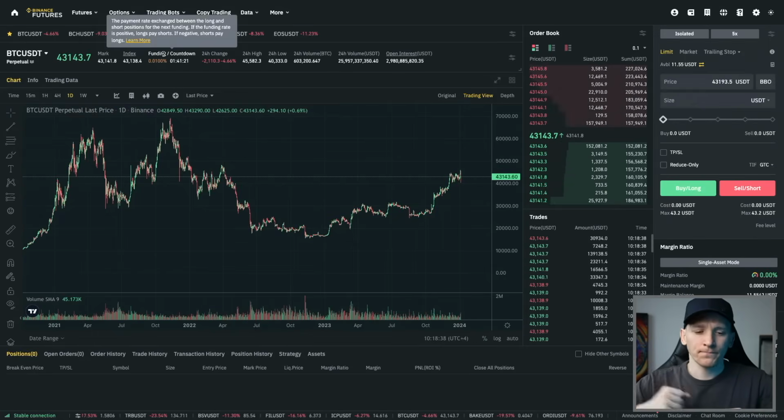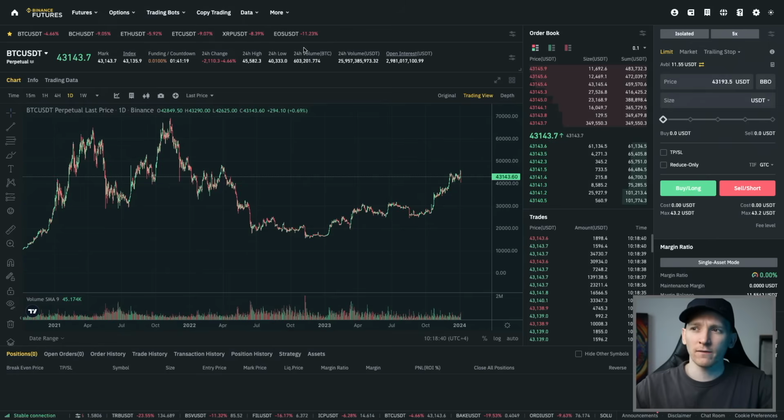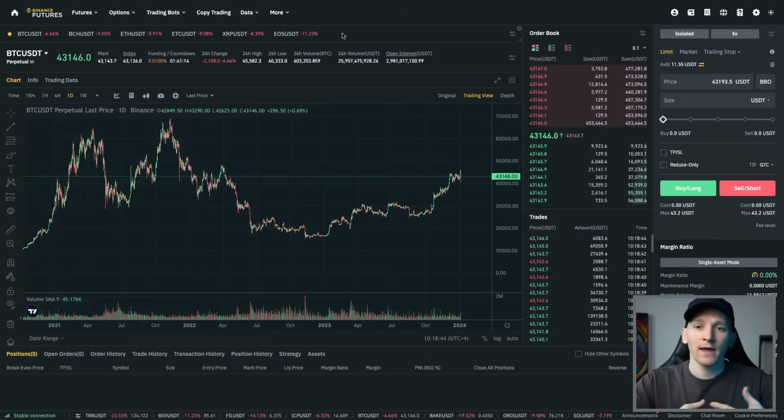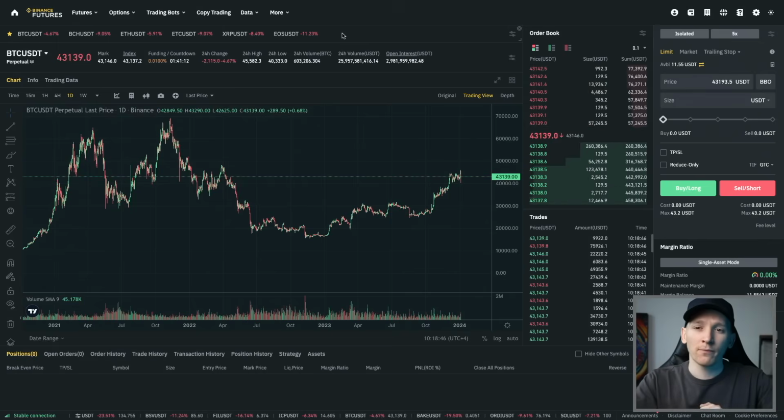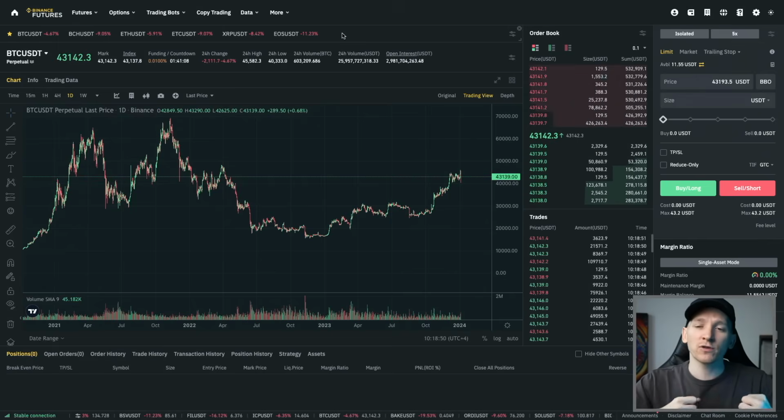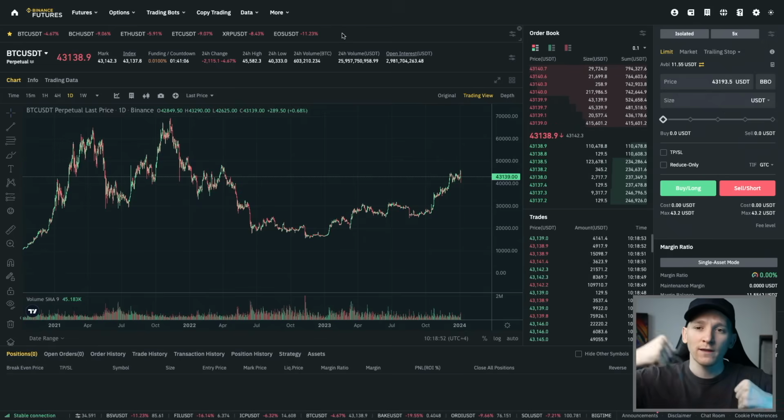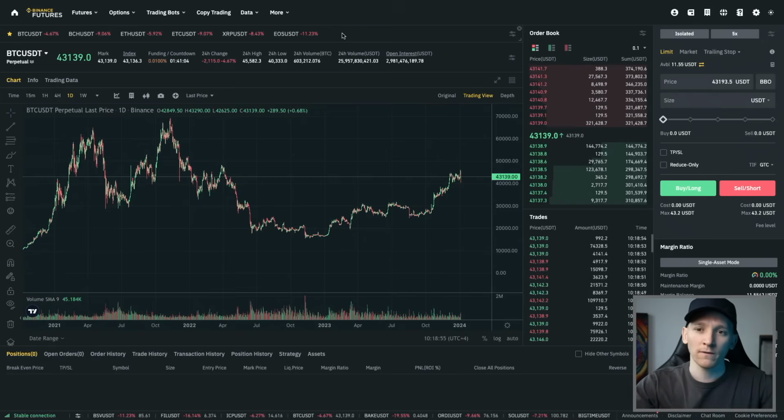Now, funding is like an incentive mechanism for traders, so that if the price of the crypto contract gets away from the underlying spot price, the funding rate will change to incentivize traders to do something to bring the price back into line with the spot price.